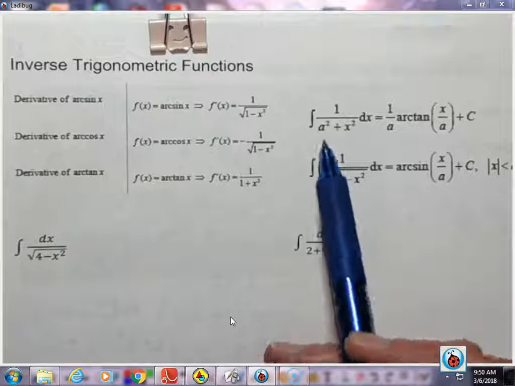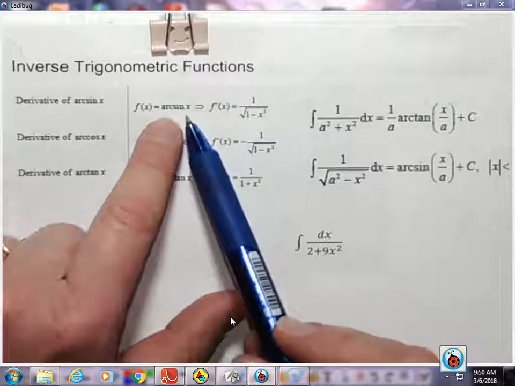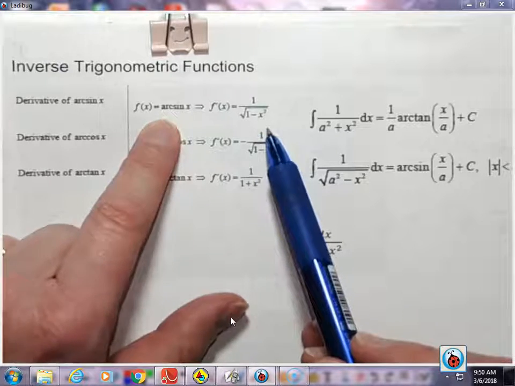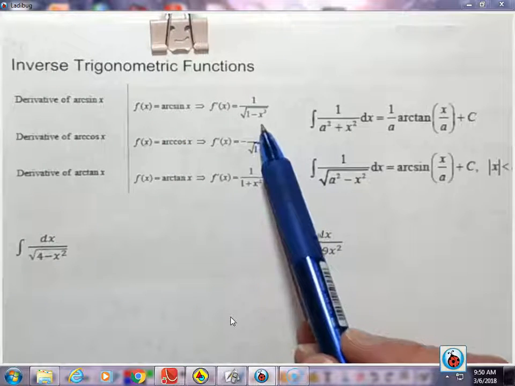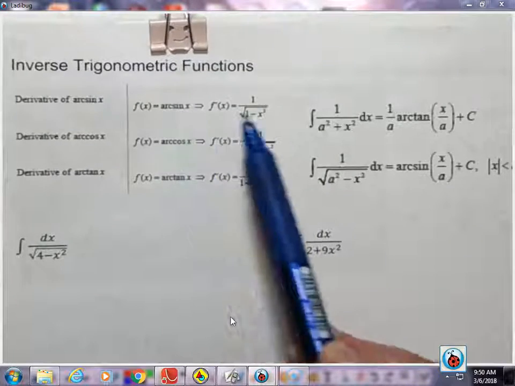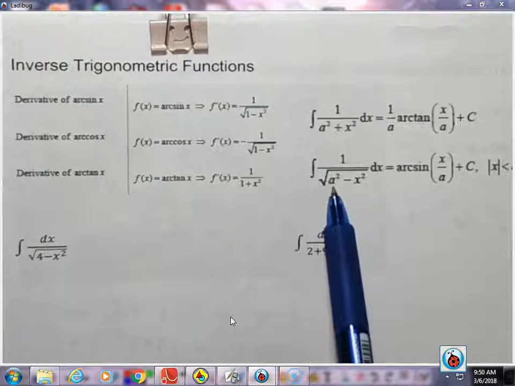Okay, so if you look on this one, let's just take this one for example. The derivative of arc sine is 1 over the square root of 1 minus x squared. So if you go backwards, the integral of 1 over the square root of 1 minus x squared would be arc sine x. So they've got that here. It's just they did it a little bit more general.